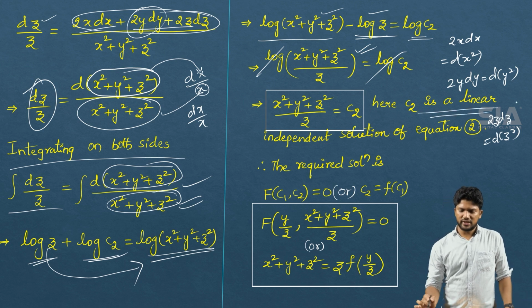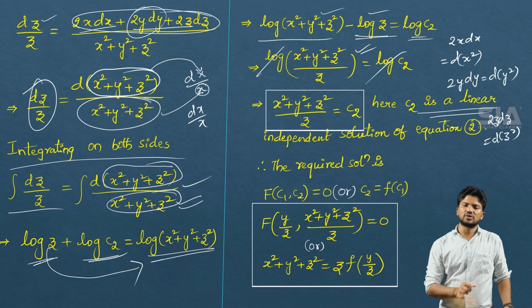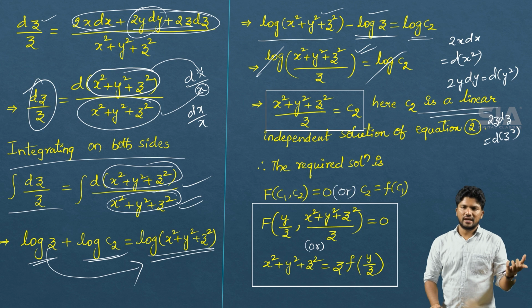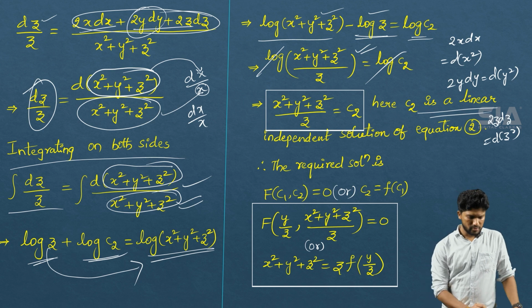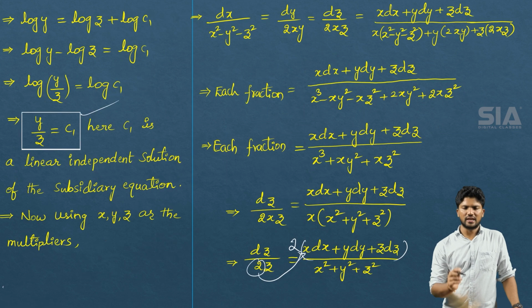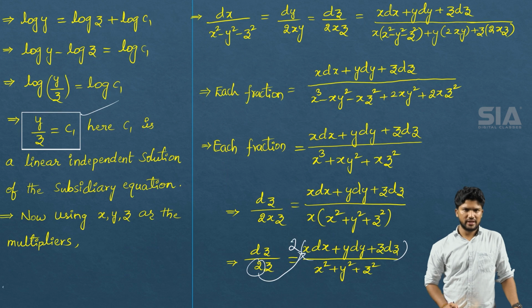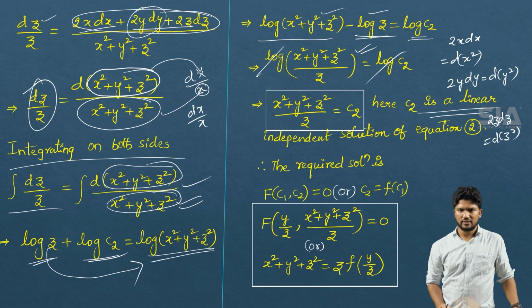So here c suffix 2 is another linear independent solution of auxiliary equation number 2. Previously, by taking the last two terms of equation number 2, we got the c1 value, that is the first independent solution of equation number 2. Now by applying the multipliers method, by taking x, y, z as multipliers, we got another independent solution, that is c2. These two solutions are solutions for the auxiliary equation only.